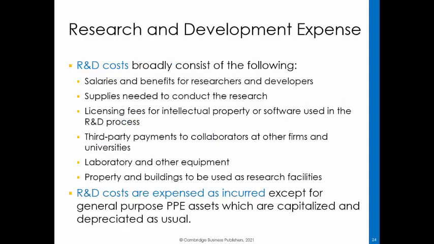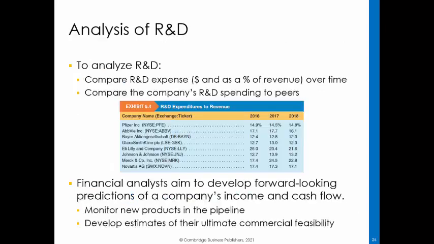Companies in many industries depend heavily on research and development for new and improved products and services. For these companies, R&D is critical because failure to offer cutting-edge technology can lead to loss of market share and even bankruptcy. Common components of R&D are shown on this slide. Accounting for R&D is straightforward because R&D costs are expensed as incurred except for general purpose property, plant, and equipment assets that are capitalized and depreciated as usual.